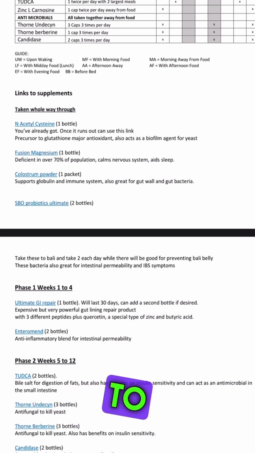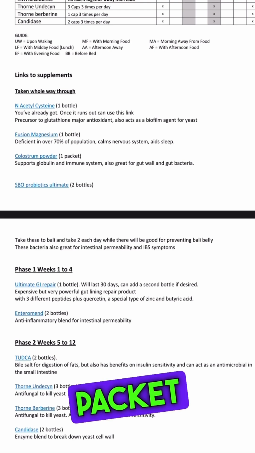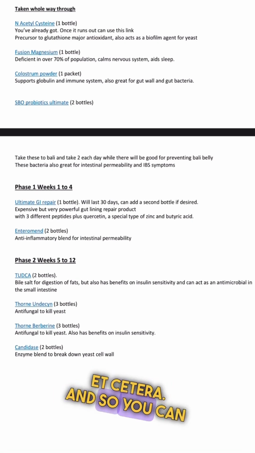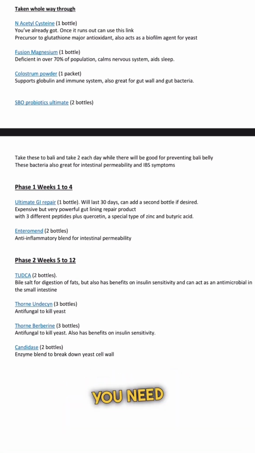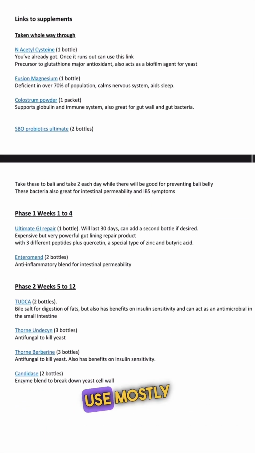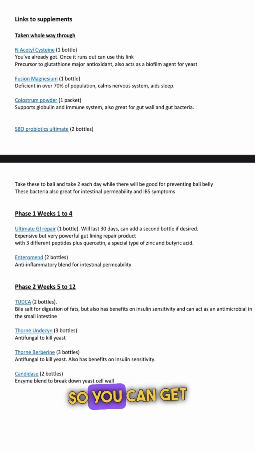And it tells you how many bottles to buy. So you need 1 bottle of that, 1 bottle of that, 1 packet of that, et cetera. So you can get the report, get everything you need and get started straight away. I try to use mostly Australian suppliers or iHerb, so you can get the supplements pretty quick.